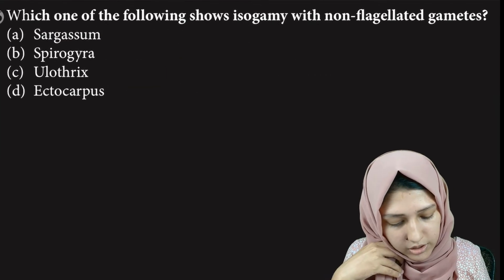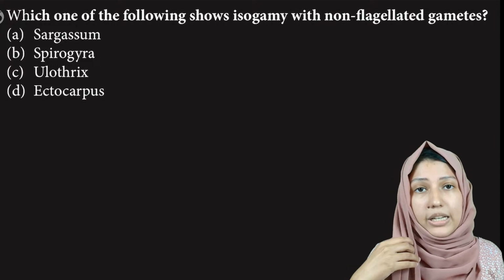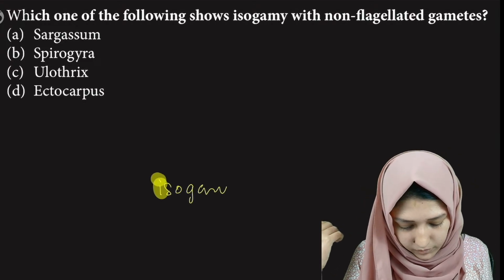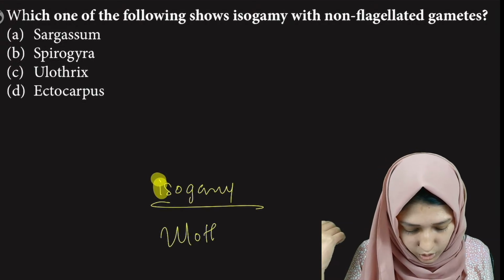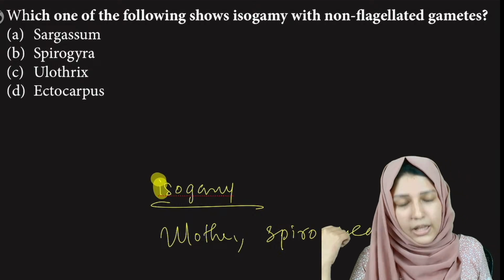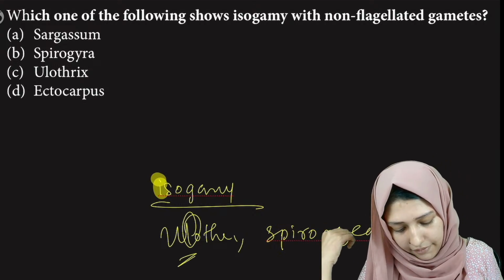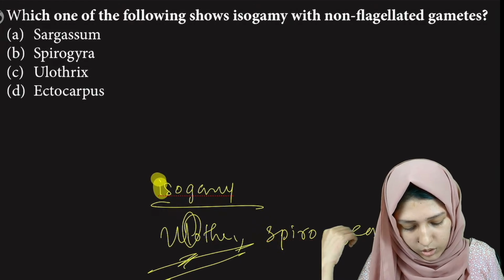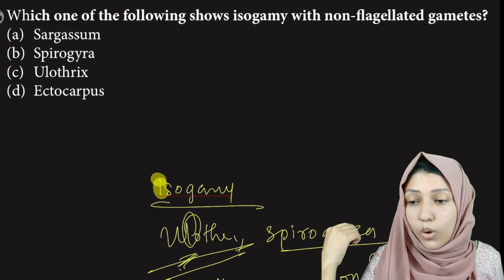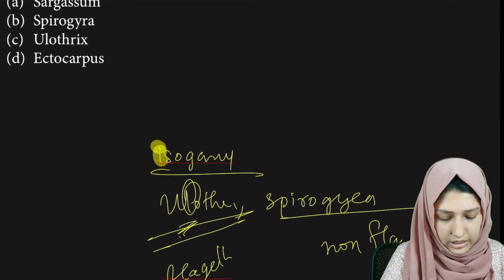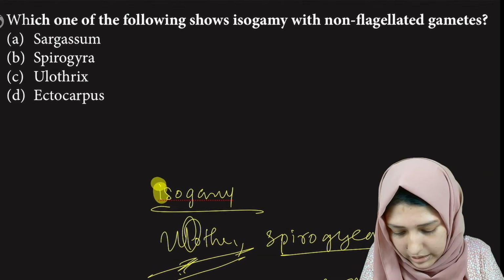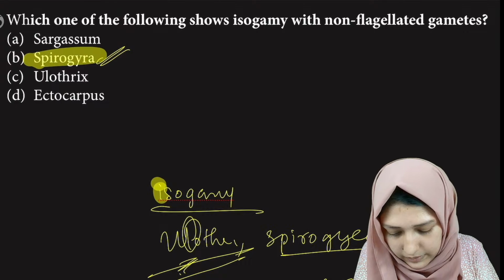Which one of the following shows isogamy with non-flagellated gametes? As I said before, examples of isogamy are Ulothrix and Spirogyra. Ulothrix is flagellated and Spirogyra is non-flagellated. So the answer is Spirogyra.